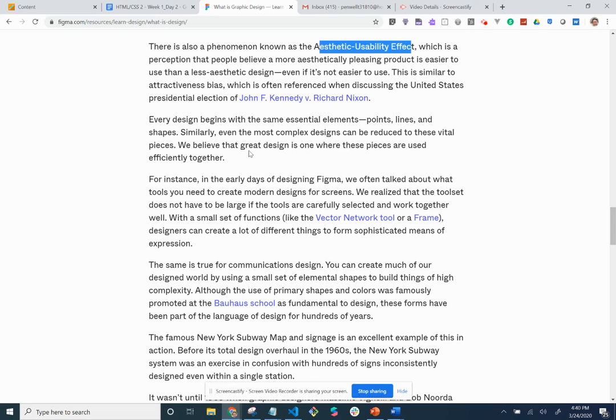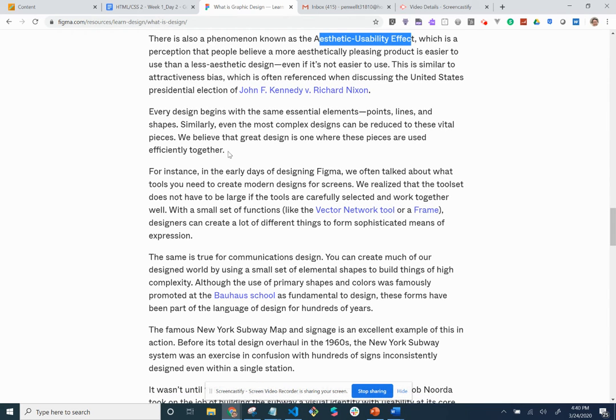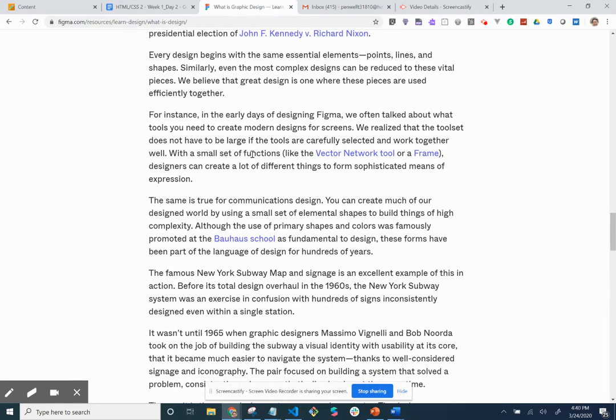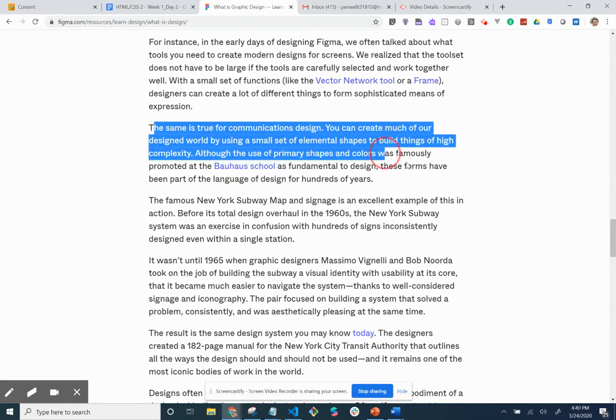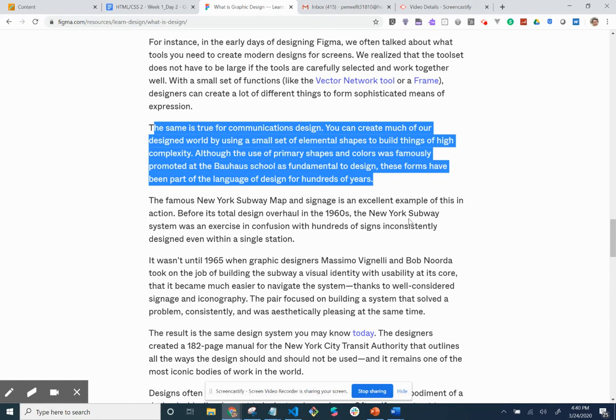So every design begins with the same essential elements: points, lines, and shapes. Similarly, even the most complex designs can be reduced to those vital pieces. Let's see. So communications design. You can create much of our designed world by using a small set of elemental shapes to build things of high complexity.